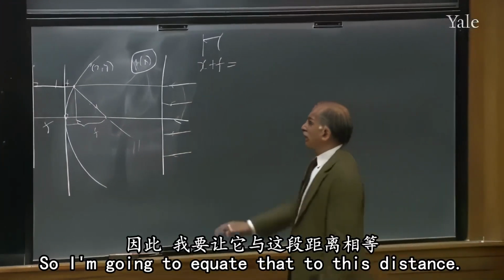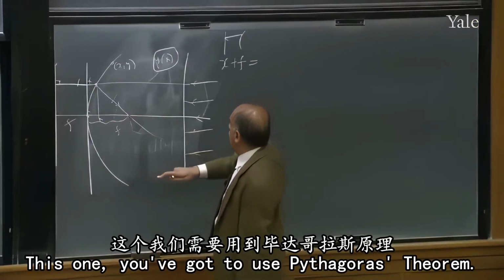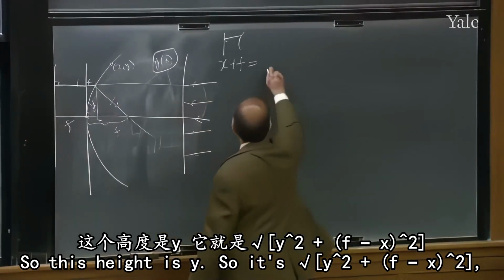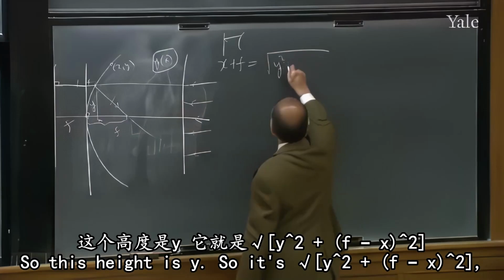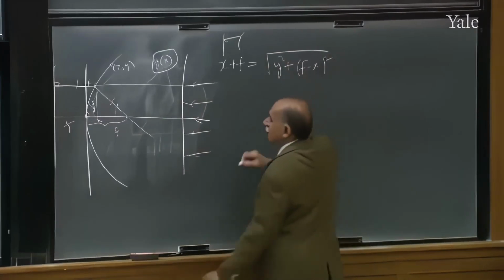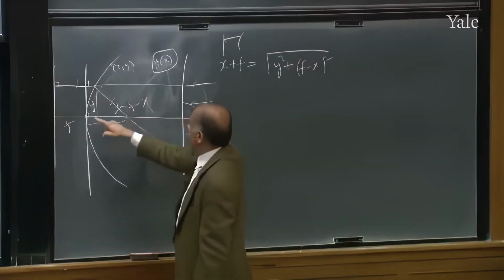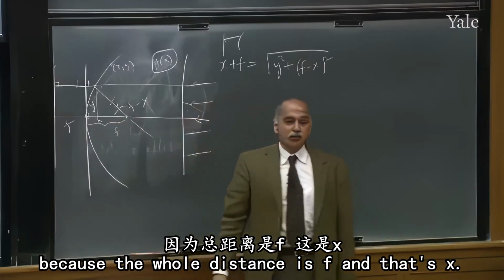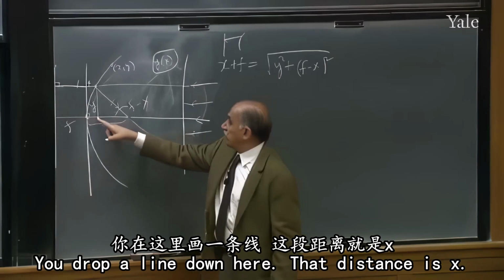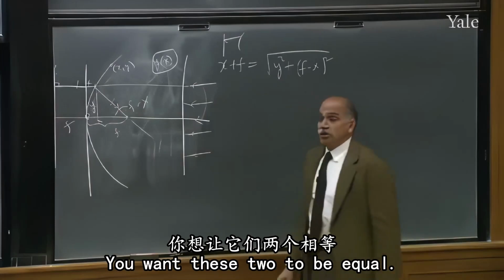So I'm going to equate that to this distance. This one, you got to use Pythagoras theorem. So this height is y. So it's the square root of y squared plus (f minus x) squared, because this side here is f minus x, because the whole distance is f, and that's x. You follow that? x, y is the coordinate of this point. You drop a line down here. That distance is x. This is f minus x, and that's y. That's that length. You want these two to be equal.